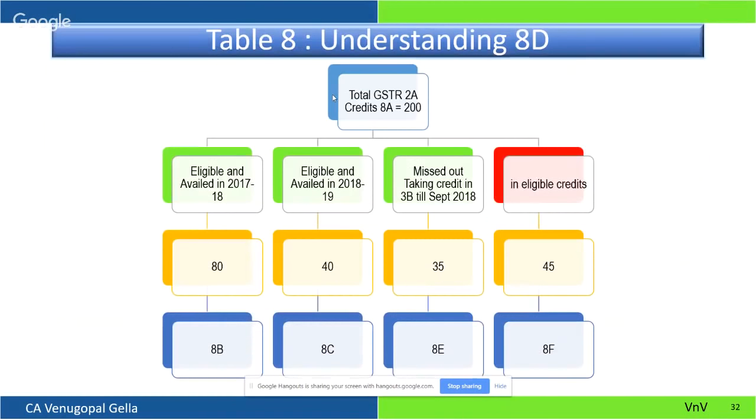We have a small example to understand. If 2A is a value of 200 rupees, and assuming of 200 rupees, 155 is an eligible credit and 45 is an ineligible credit. Of 155, 80 is availed in 2017-18, which gets reported in 6B, and 40 is availed in 2018-19, gets reported in 8C, and of 155, 120 have been availed, 35 is not availed, missed out taking the credit, that gets reported in 8E, and ineligible credit 45 gets reported in 8F. This is how the 8A 200 gets reconciled.